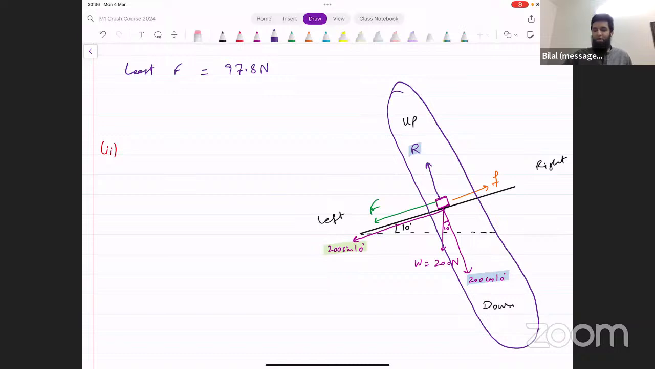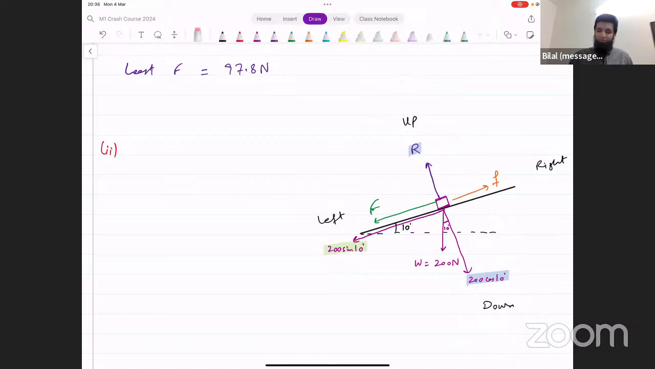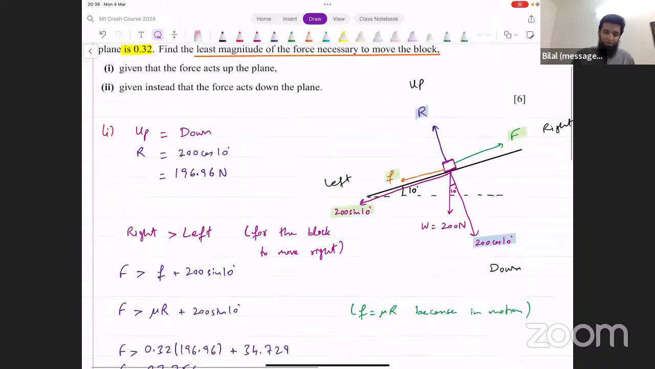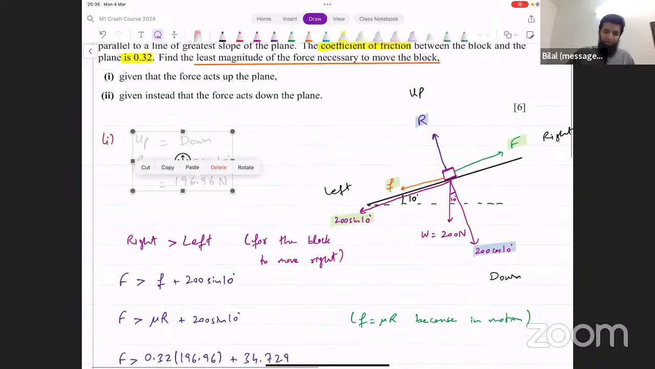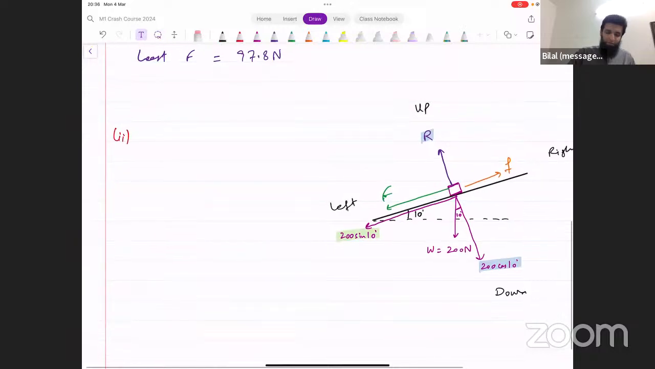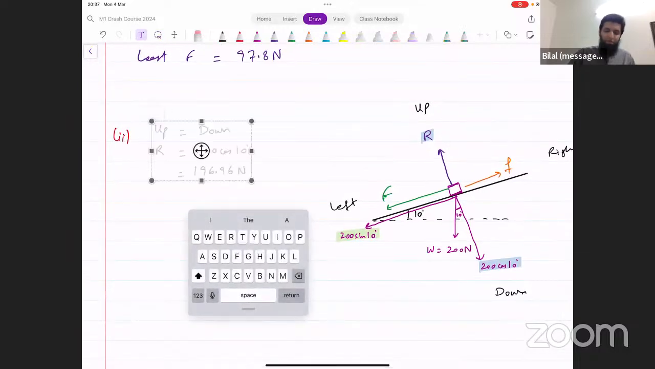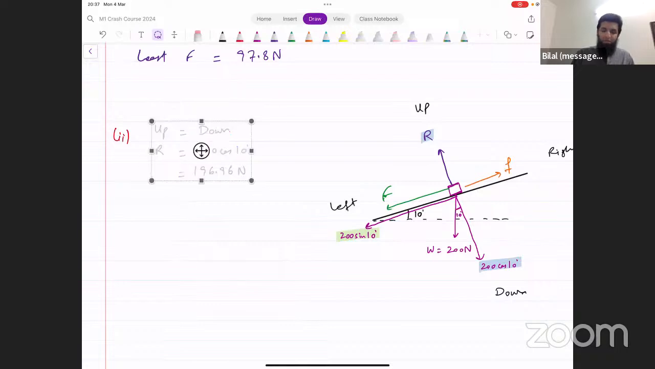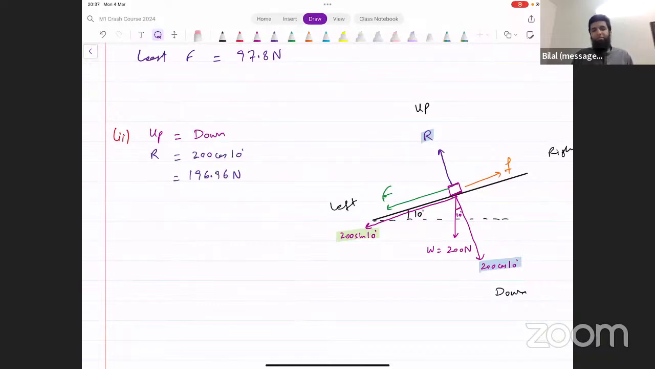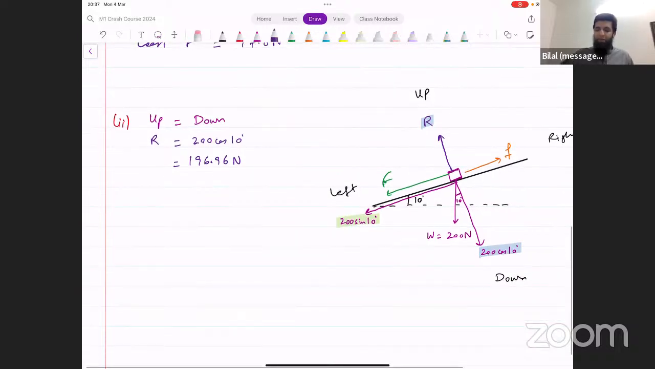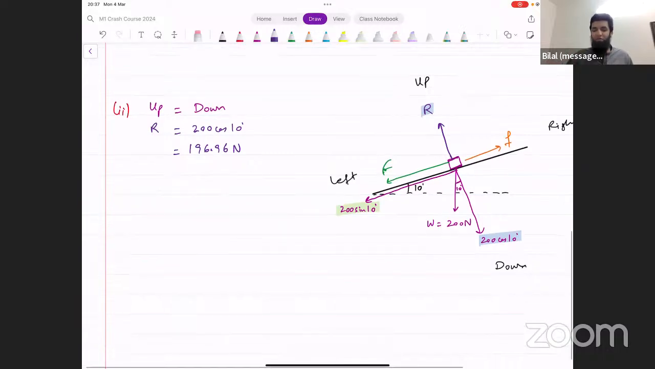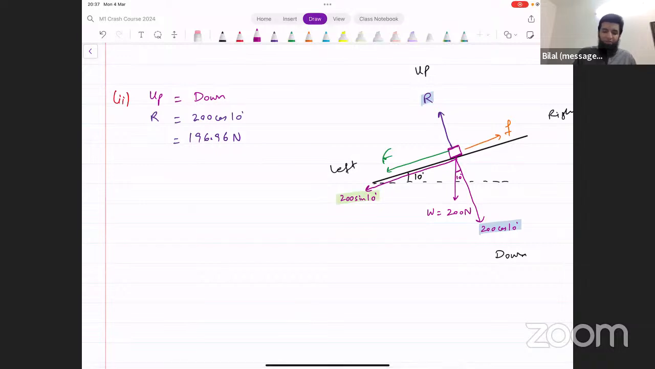So upward forces equal downward forces, 200 cos 10. So we still have this thing valid, that the upward force is equal to the downward force, and R equals 200 cos 10. That is still valid. Now, if you're applying a force F in the downward direction, what's the least magnitude of the force required to move the object now? Since it has to move towards the left side, the force acting towards the left side should be greater.